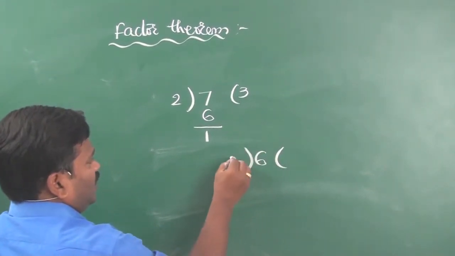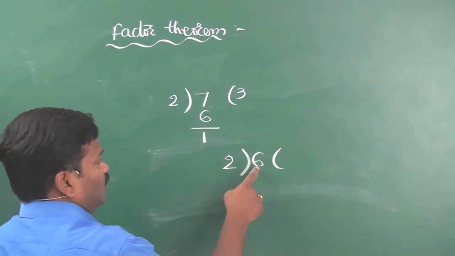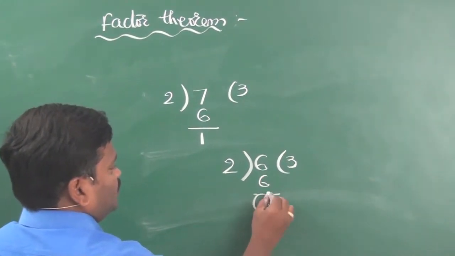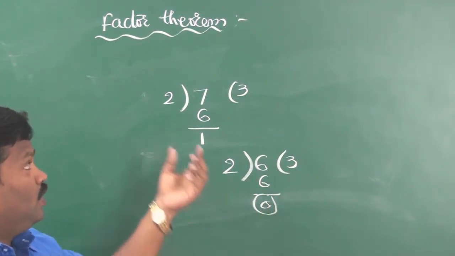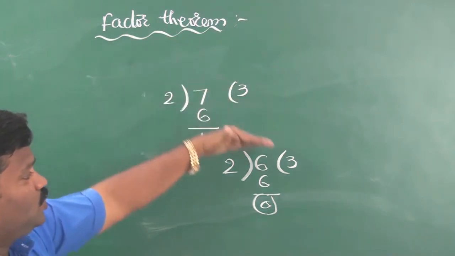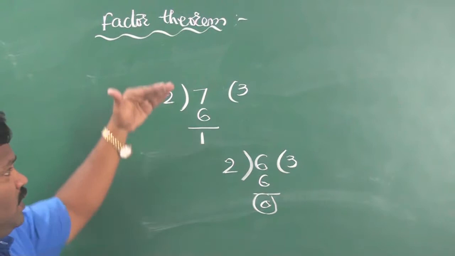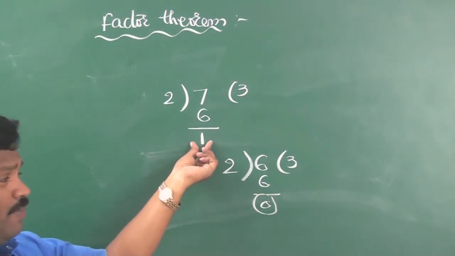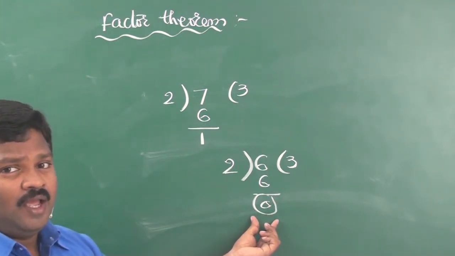Now take 6 as the dividend and 2 as the divisor. How many times will 2 go in 6? 3 times. 6, 0. What is the remainder we got here? 0. Now what is the difference between these two divisions? In this division we got 1 as the remainder, here we got 0 as the remainder.